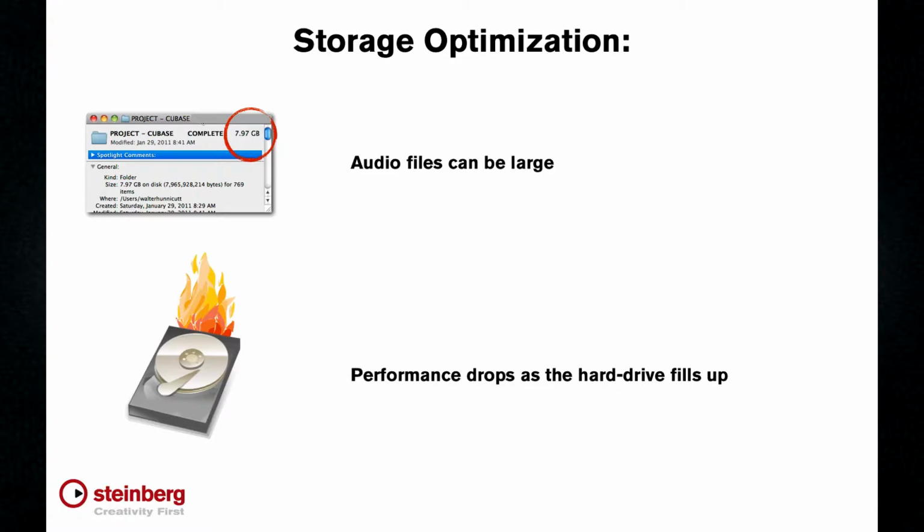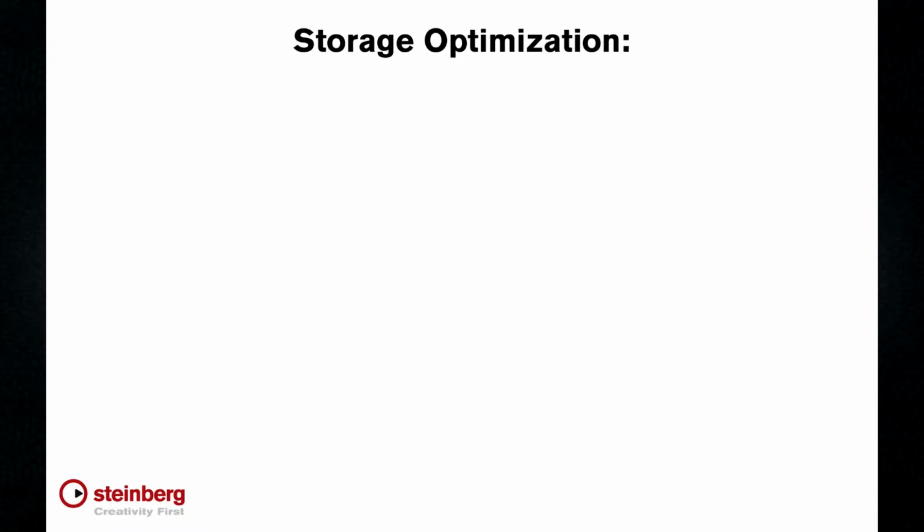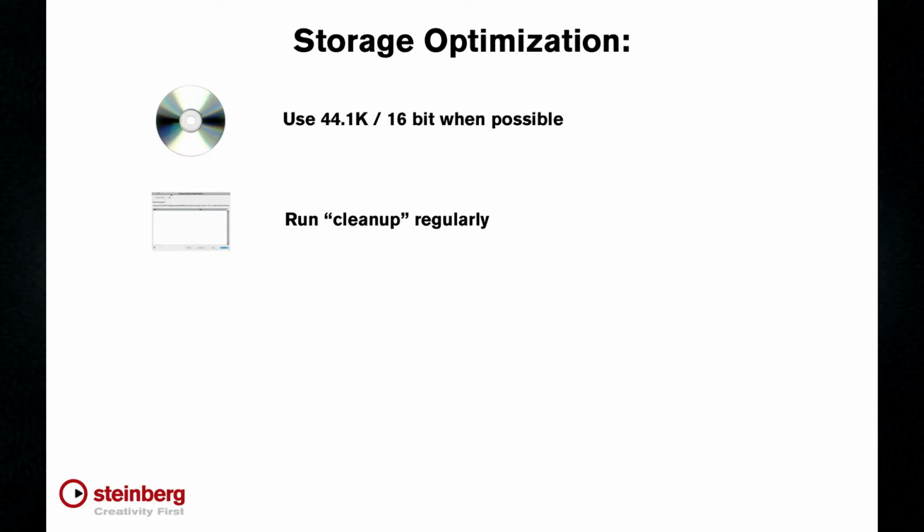Recording at extremely high sample rates and bit depth consumes enormous amounts of hard drive space. For most projects, a sampling rate of 44.1 and 16-bit resolution, which is still full CD quality, is probably fine. Run the cleanup function regularly to help eliminate unused audio files.